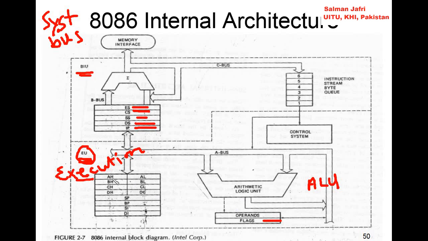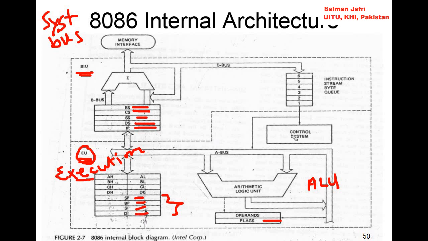Of course, we also had the AX, BX, CX, and DX registers that were broken down into the 8-bit AH, AL, BH, BL, CH, CL, and DH, DL. We also had the offset registers or the pointer registers over here: stack pointer, base pointer, source index, destination index.